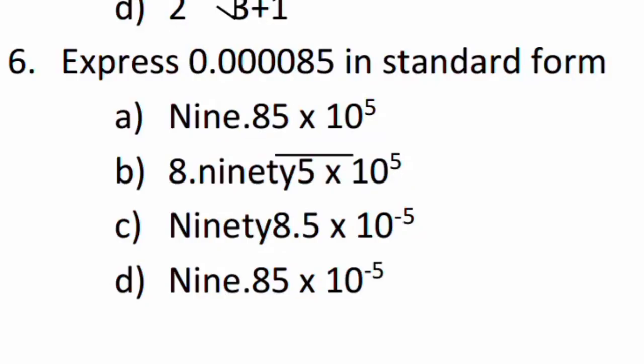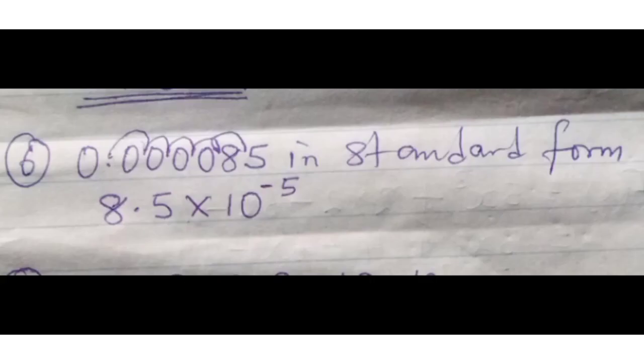Express 0.00085 in standard form. So first of all, when you're expressing that, you have to count how many zeros are there before the 8.5. When you count it, then you know how to answer what's in the question. That's how standard form comes in. So in that we have how many zeros? 1, 2, 3, 4, 5, before the 8. You see the way I counted it.